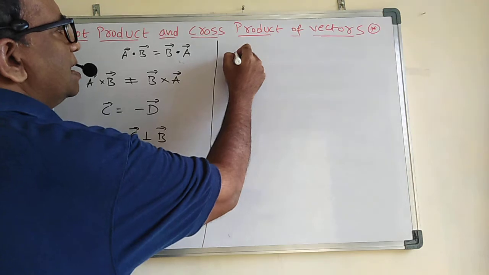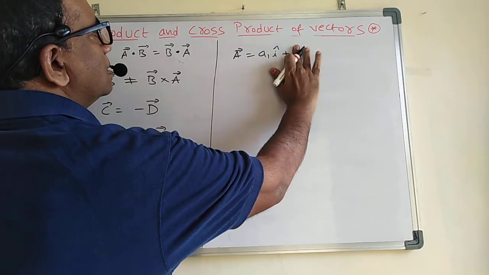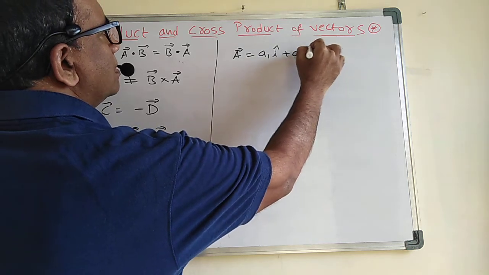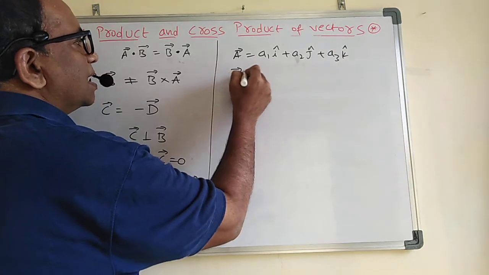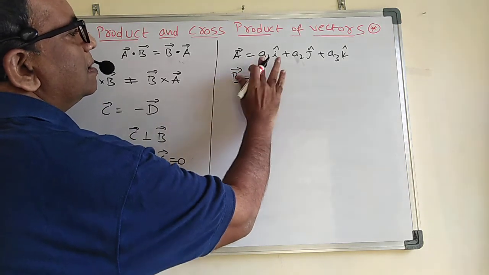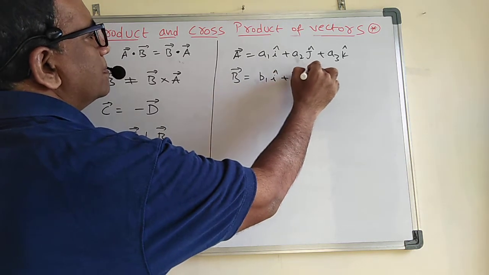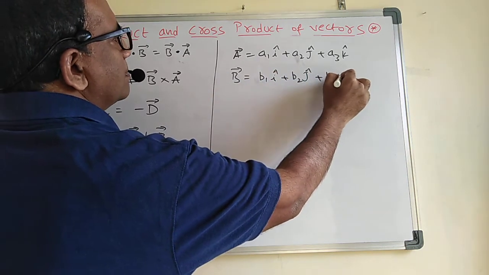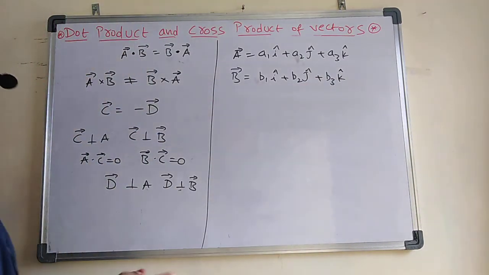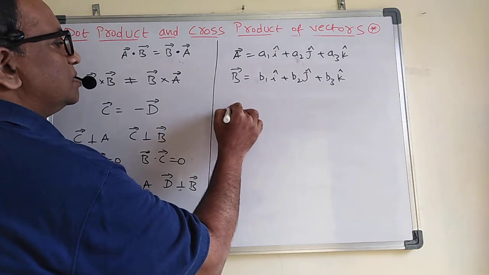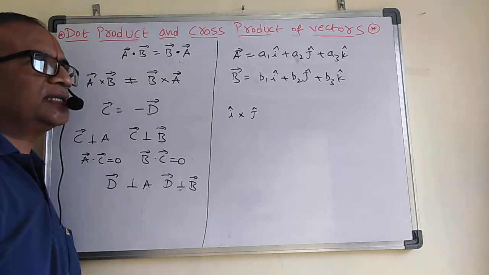Let us take A equals A1 i cap plus A2 j cap plus A3 k cap. That is one vector. And let us take another vector, B1 i cap plus B2 j cap plus B3 k cap. And how can we do this cross product? Suppose I wanted to do i cross j. What is this i cross j?